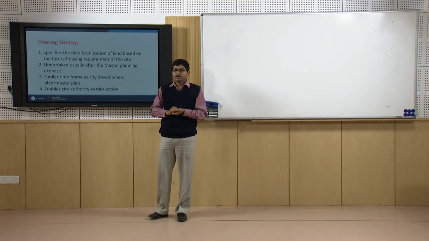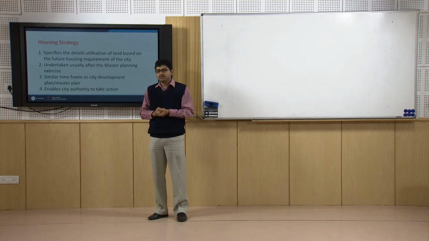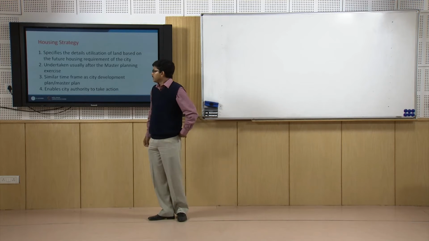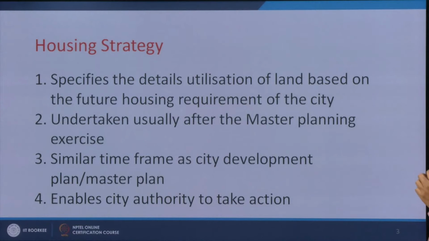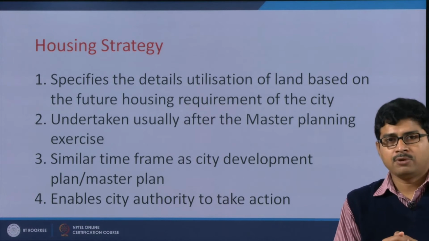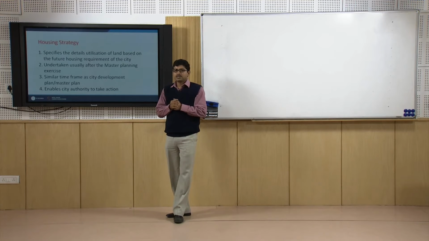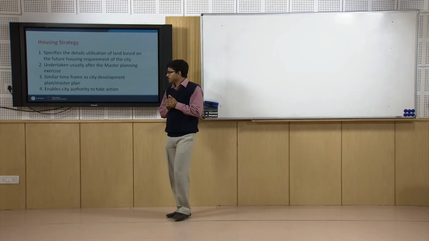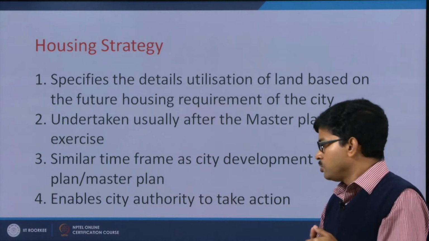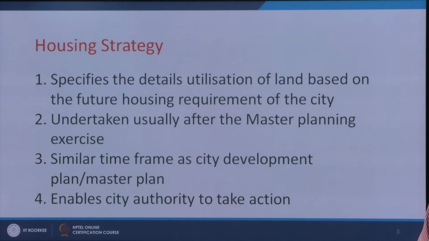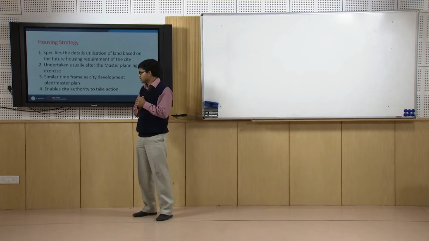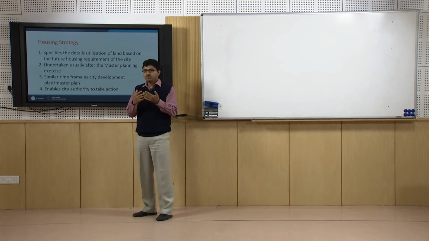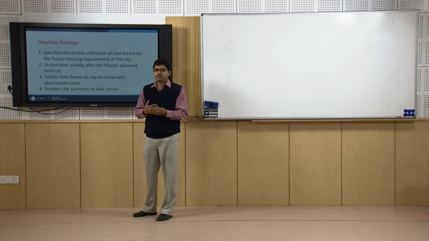Based on the future population, we estimate the future requirement of housing. We take up this exercise after the master planning, in a similar time frame. If the master plan or city development plan is done for a 5-year plan period, the housing strategy can take the same time period, and it enables the city authority to take action at the ground level to develop housing, irrespective of the implementer, whether private sector or public sector. The city authority can take action because the whole picture is ready. It is a clear cut roadmap for housing development.